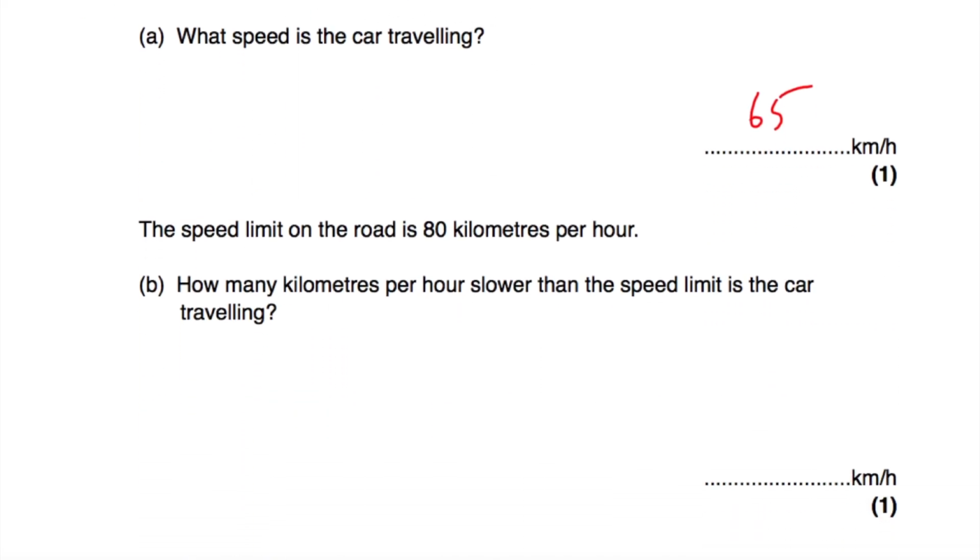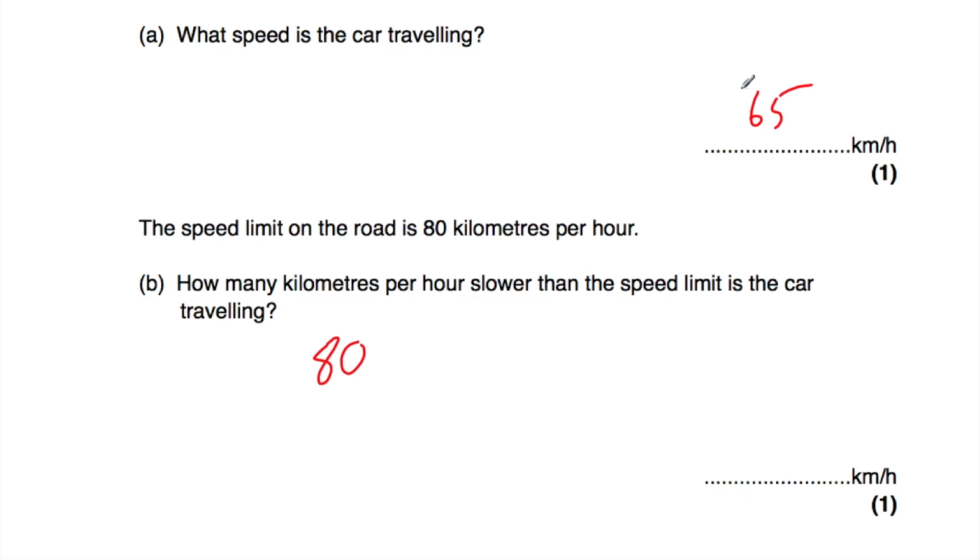Okay, then part B. Part B says the speed limit on the road is 80 kilometers per hour, and we've been asked to work out how many kilometers per hour slower than the speed limit the car is travelling. So the speed limit is 80 kilometers per hour and the car is travelling at 65 kilometers per hour. If we take them away, we'll find out how much slower than the speed limit the car is travelling. And 80 take away 65 is 15. So the car is going 15 kilometers per hour below the speed limit.